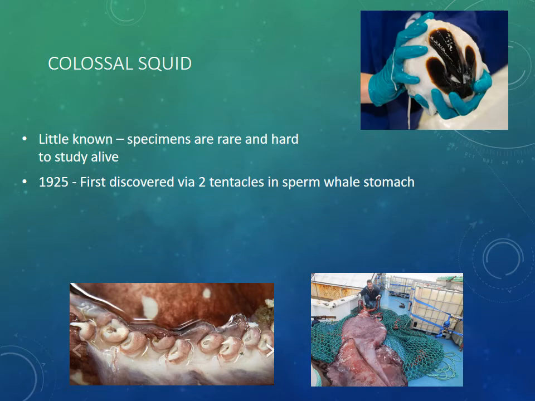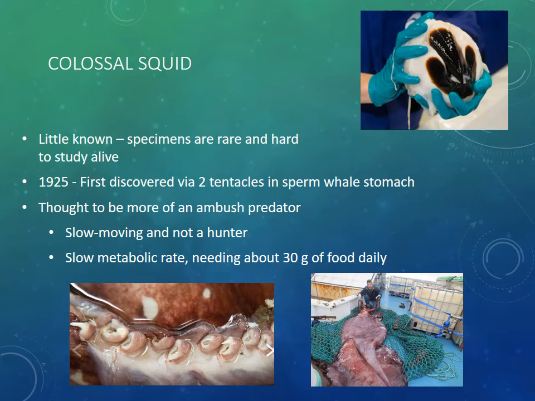So the colossal squid, there's not a whole lot known about this thing because it's so hard to find specimens. We only have a few of them, and they're hard to study alive because they're very solitary and it's deep ocean, so it's hard to see and it's dark. The first discovery was made with some tentacles found inside of a sperm whale stomach. That's just kind of neat to see these things.